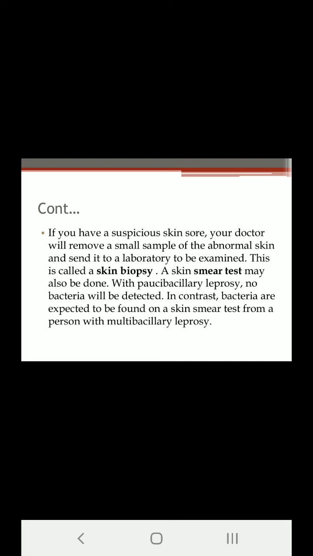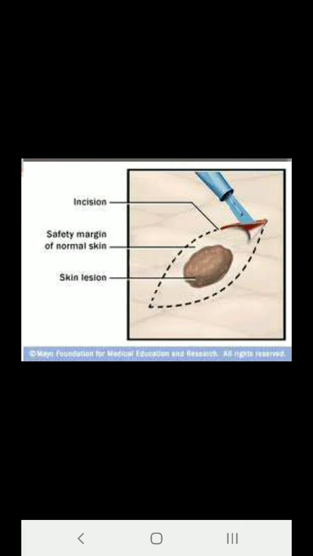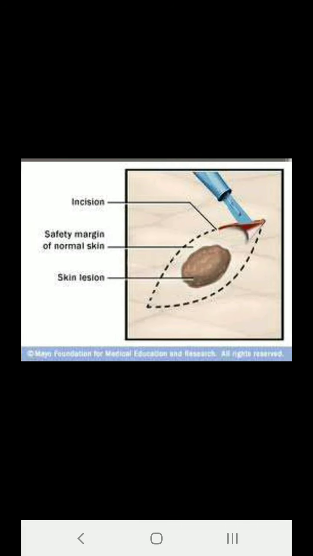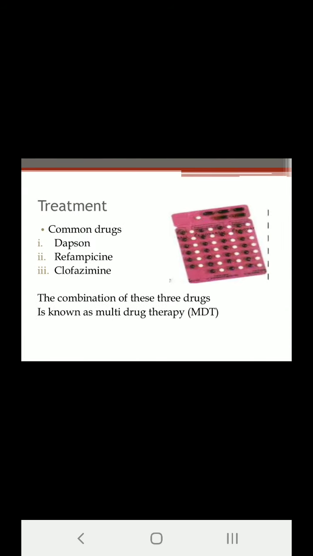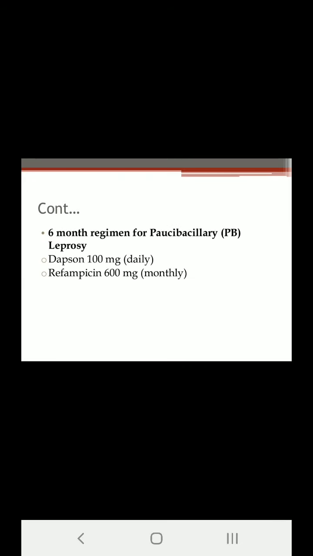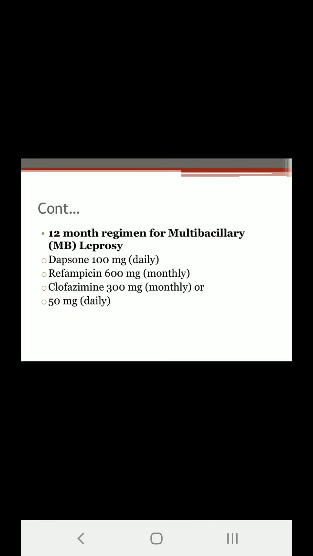With paucibacillary on histopathology, you will find no bacteria on AFB stain, whereas if it is multibacillary, they can be found. You see, this is how a safety margin of the normal skin is given. This is the skin lesion and how an incision is made. We do not need to go into the treatment, but as you know, the common treatment is dapsone, rifampicin and clofazimine. There is a 6-month regime for paucibacillary with dapsone and rifampicin, and 12-month for multibacillary, in which along with dapsone and rifampicin you have to add clofazimine.